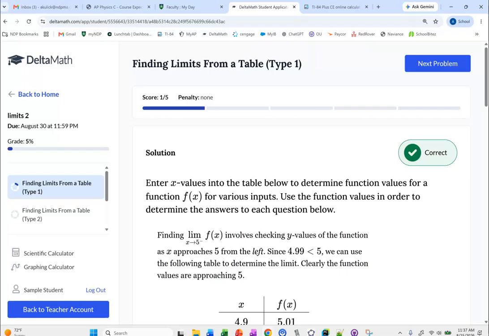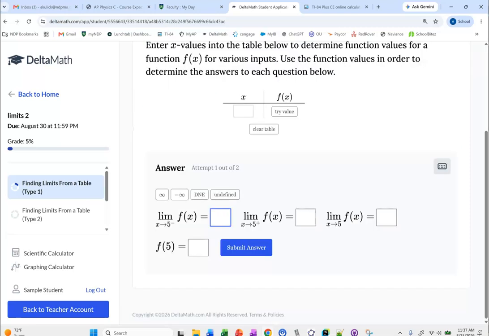We're done. Okay? So all we're doing is the exact same thing we'd be doing with the graph, just this time we're looking at it numerically instead of visually, right? But it's interpreting everything the exact same way. Let's do another example, yeah?